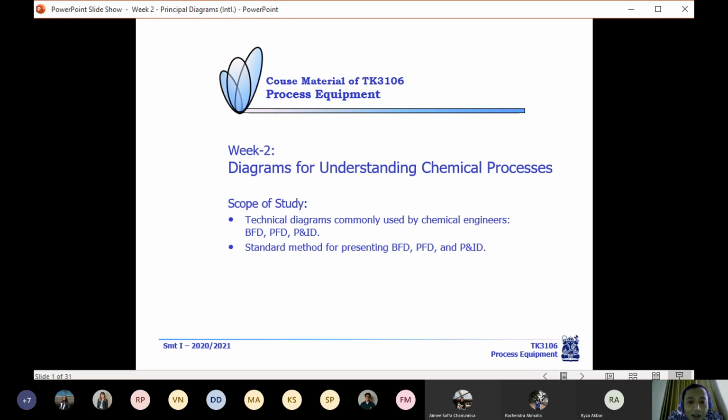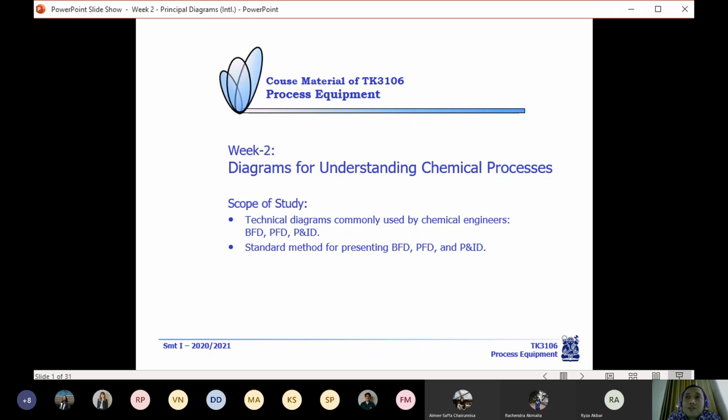For today's class, I would like to deliver the principal diagram or technical diagram that is commonly used by chemical engineers. Actually, there are many types of principal diagram when you want to build or construct a chemical plant. But for today, I will only focus on block flow diagram, process flow diagram or PFD, and also P&ID, piping and instrumentation diagram.